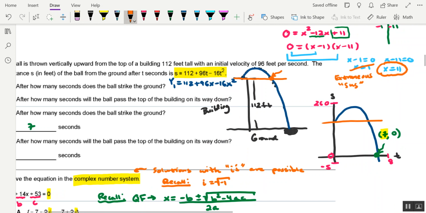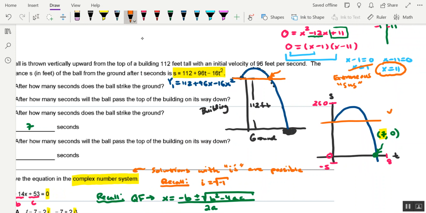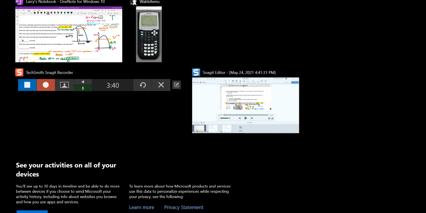we're going to define a second equation, y2, and y2 is going to be a horizontal line that crosses the y-axis at 112, because that's the height of the building. So y2 is going to be equal to 112, and let's go ahead and type that into the y equals menu. Press y equals, go down to y2, type in 112, press graph.